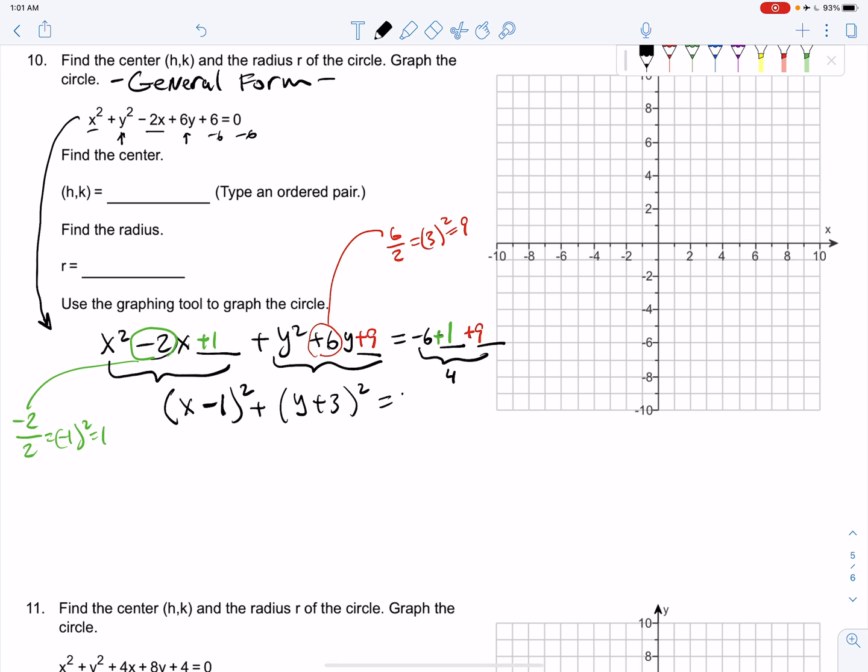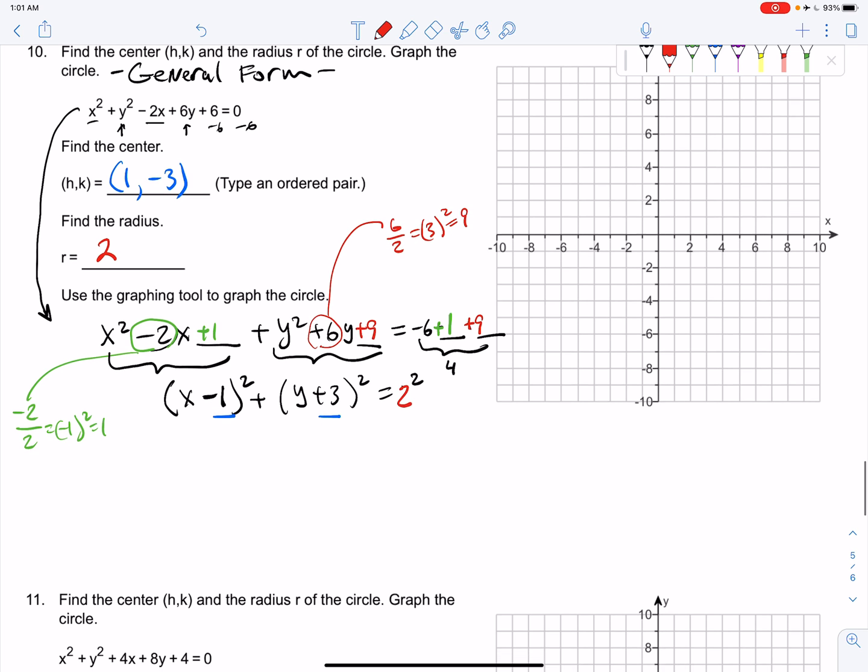Which we can write as 2 squared, because we want to graph it. Okay, so let's pull out the information we know. What is h? h is the opposite of that, so it's 1. What is k? The opposite of that, so it's negative 3. What's the r value? Well, we wrote it as a perfect square, so the r value is 2.